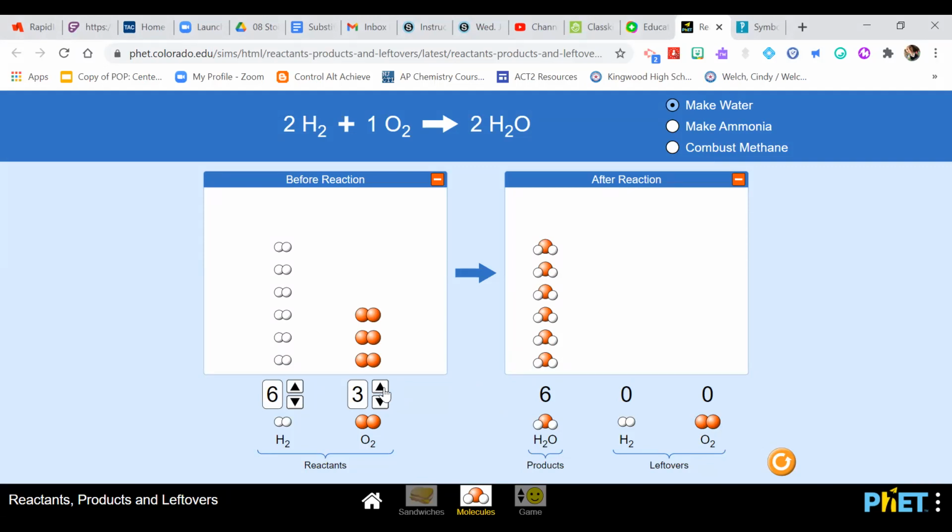So in your boxes on your paper, this is the representation that you should be drawing for your reactants in the left box and the products on the right box. Okay, so let me go back to the PowerPoint here. Here we go.